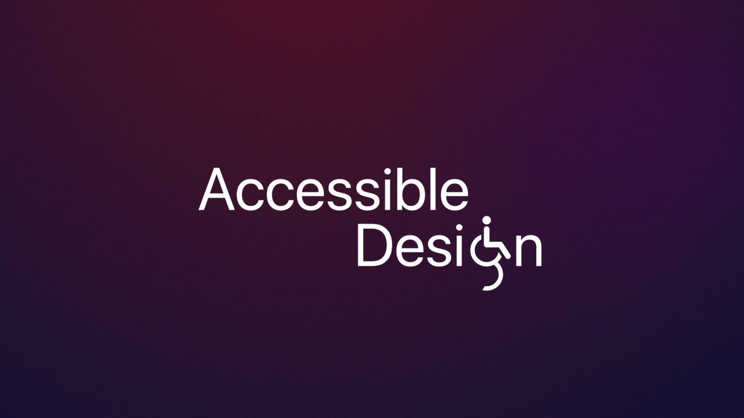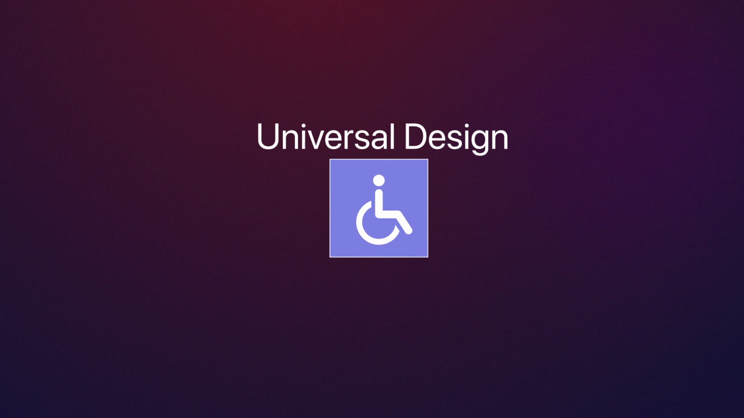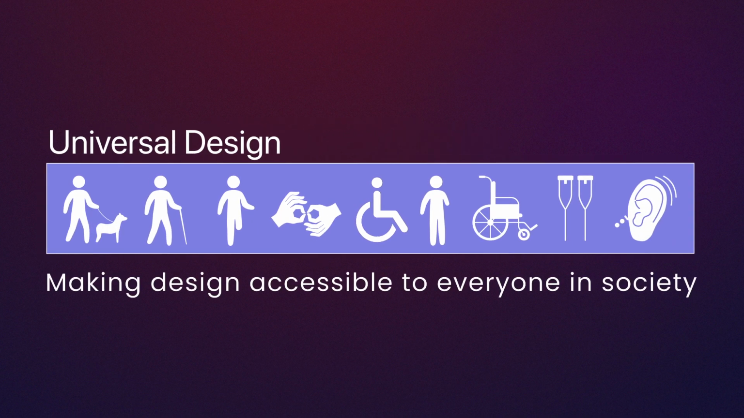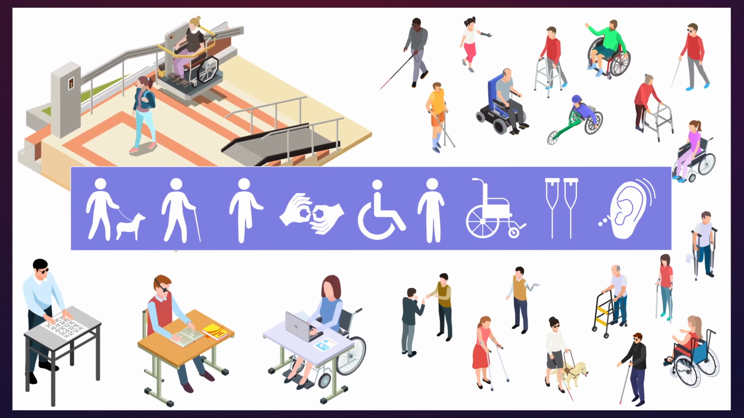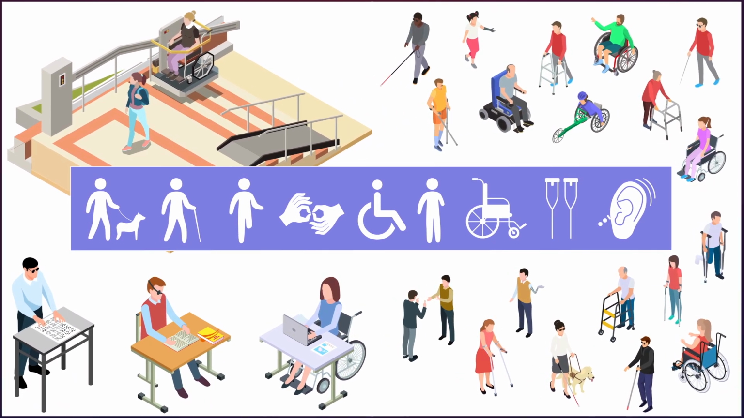Today we're looking at an often overlooked yet vital aspect of design, accessibility. Let's break down some common terms. Accessible design refers to a design process which specifically considers the needs of people with disabilities. The term universal design is a broader concept that refers to the design of products and environments that are usable by all people to the greatest extent without the need for adaptation.